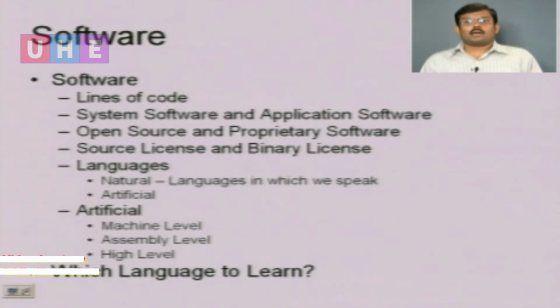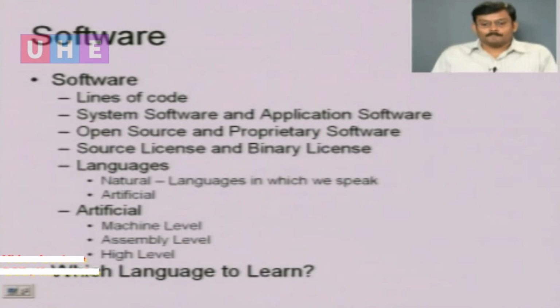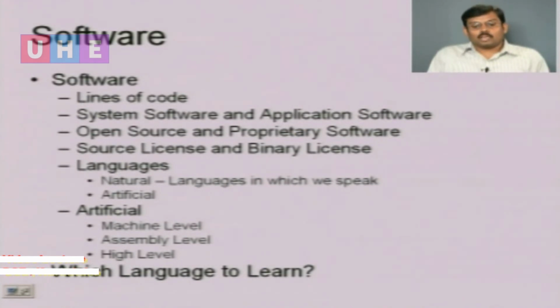System software is written once and kept, and people are going to use that system software on many occasions and in many varieties to develop application software. Okay, so system software and application software is one kind of differentiation between the software which you are going to develop. Then one more kind of division of software is open source and proprietary software. So what is the difference between open source and proprietary software?